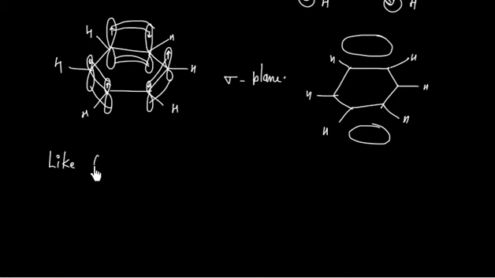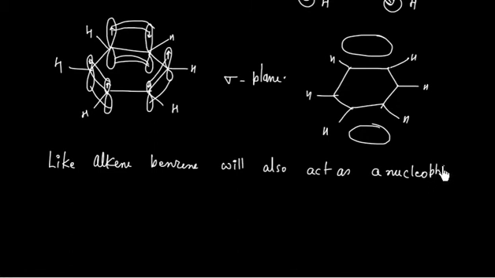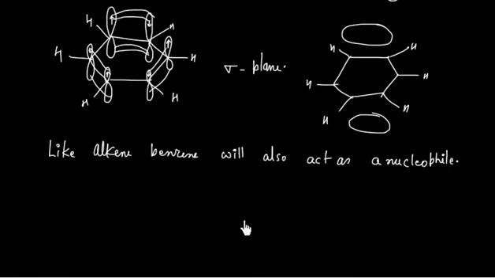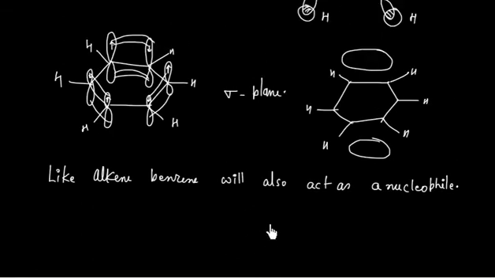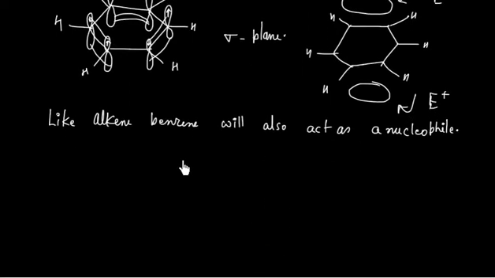So like alkene, benzene will also act as a nucleophile. When an electrophile comes, it can come from the top or from the bottom. So the electrophile can be attracted by the electron cloud. So we can say the electrophile can attack on the benzene ring.